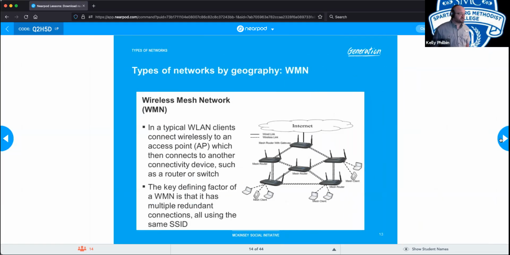All right, let's expand it out just a little bit more. Wireless mesh networks. So a WLAN would be connecting to a single point. Many of us who live in an apartment or a house, if we have our wireless router on one side, it doesn't always reach to the other side. So what do we usually need to do at that point?